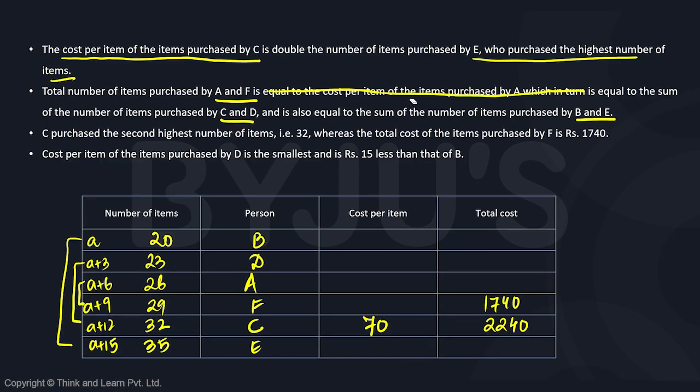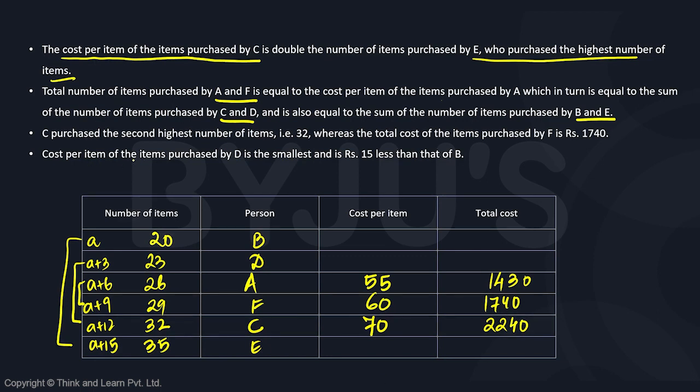It is also known, this part that I striked out, total number of items purchased by A and F, which is 26 plus 29, 55, is equal to the cost per item purchased by A. So this is 55. So we can calculate the total cost for A as well, which is going to be 26 into 55, which is 1430. Next is 29 into what is 1740? That is also required, right? So 29 into 60 is going to be 1740.